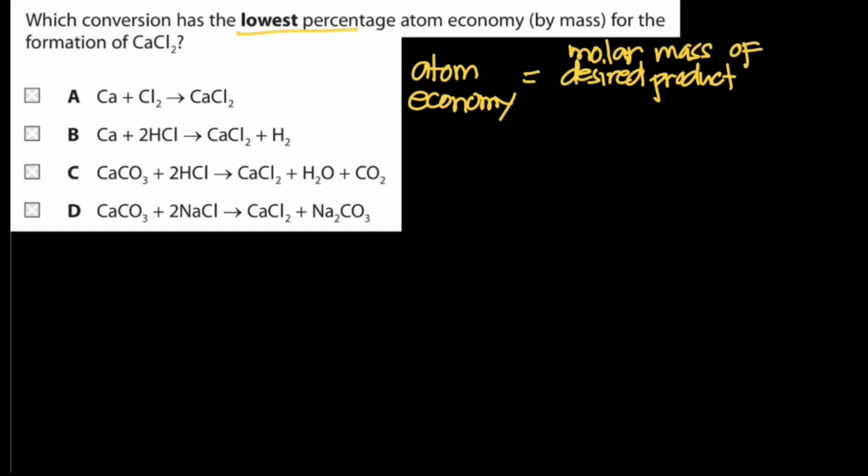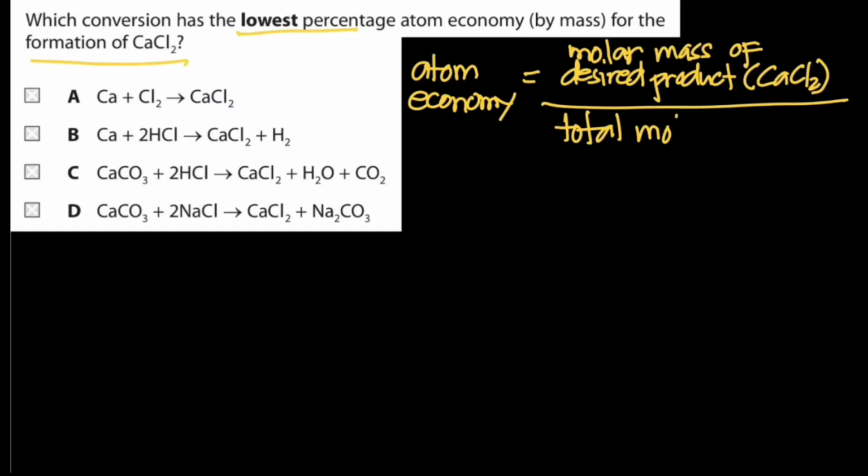In the given problem here, formation of CaCl2, so CaCl2 is our desired product, divided by the total molar mass of reactants, then times 100%. That is the percentage atom economy. So how do we do this?